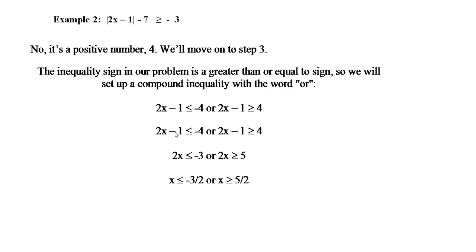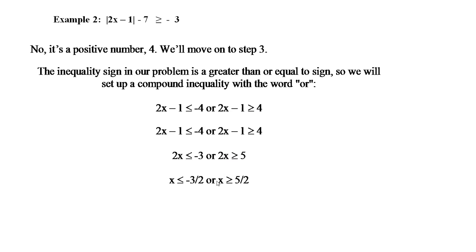Now solve this inequality. 2x minus 1 less than or equal to minus 4. So 2x is less than or equal to minus 3. x is less than or equal to minus 3 upon 2. Now solve the second inequality. 2x minus 1 greater than or equal to 4. So 2x is greater than or equal to 5, and x is greater than or equal to 5 upon 2.